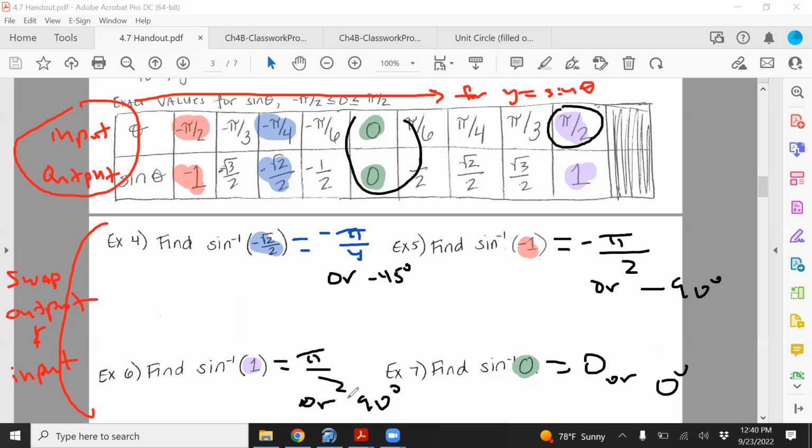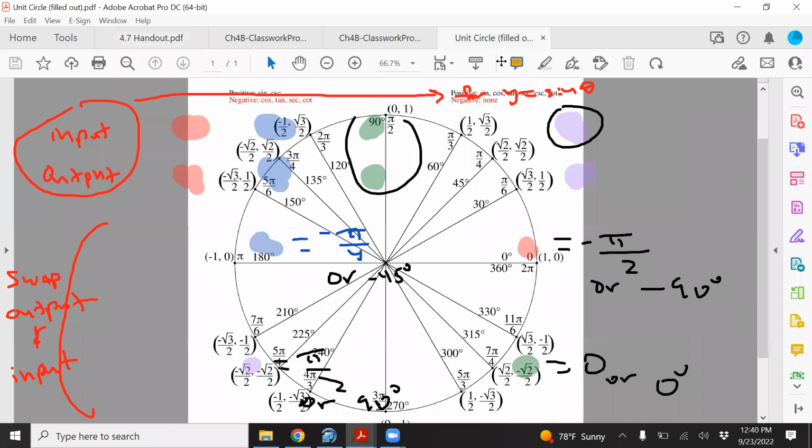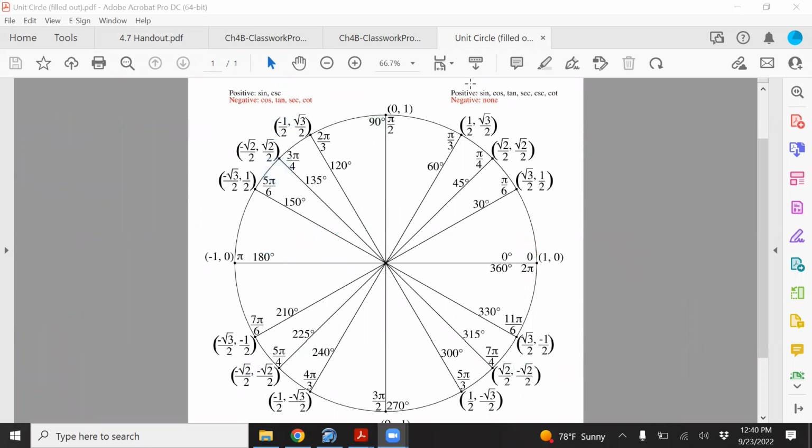So what you're doing is you're looking for where the y coordinate is the input and the output is the angle that goes with it. So going back to the unit circle again, where's the y coordinate 1 in the unit circle? Right here, right? What angle goes with it? 90 degrees, or pi over 2. Or where's the y coordinate -1? Down here. So you have to say it's -90, or negative pi over 2.